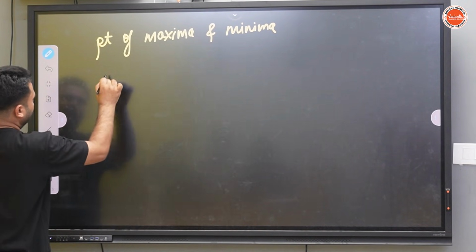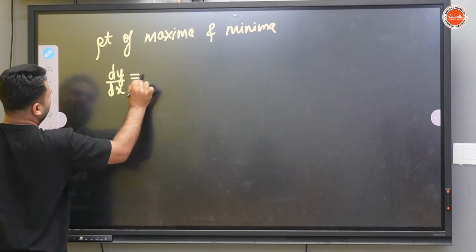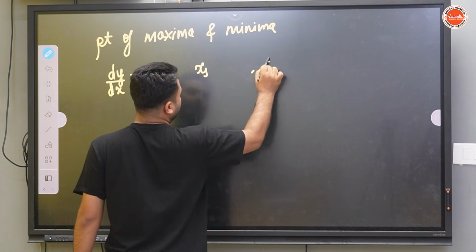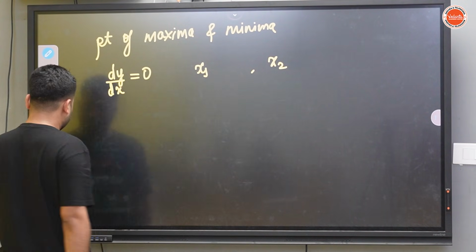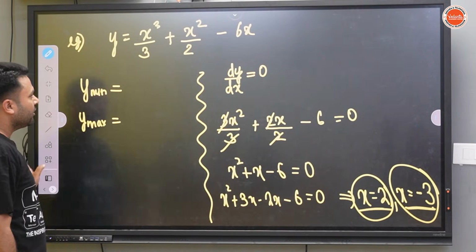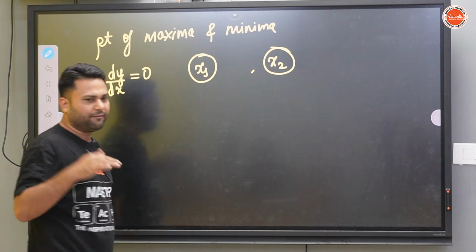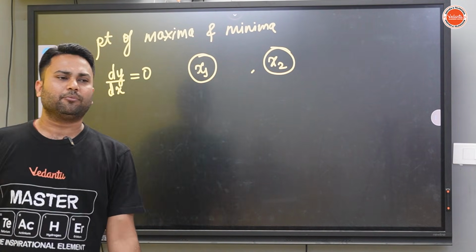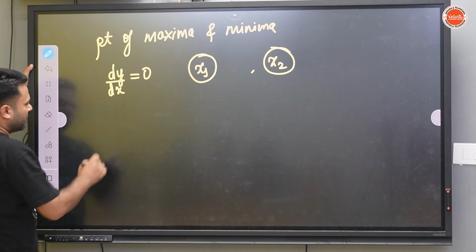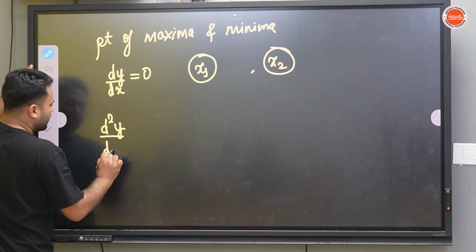See, what I am saying is that when I set dy by dx equal to 0, I got two values, like x1 and x2. You can take one as 2 and one as minus 3. Now, out of them, one is maxima and one is minima. We don't know which one is which. So what do we have to do? Differentiate once more. Again you differentiate, d2y by dx square.